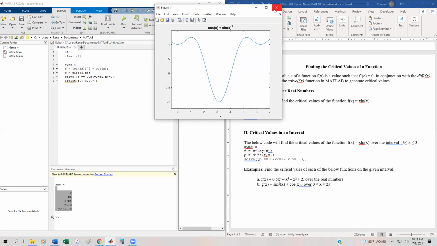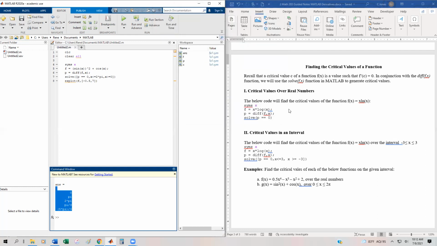Hopefully this has been helpful for you to understand how to utilize MATLAB not just to find critical values, but for a lot of the applications and directives that we use the derivative for in calculus.